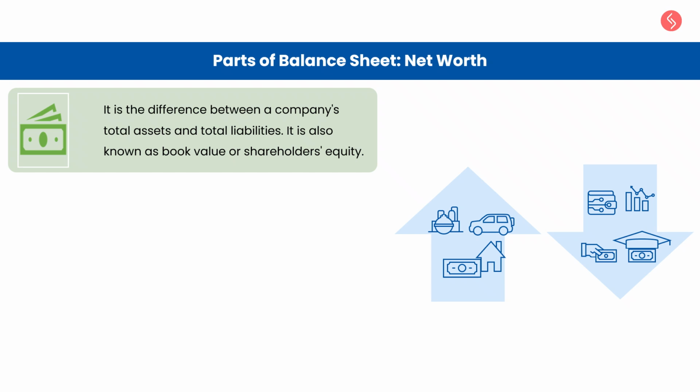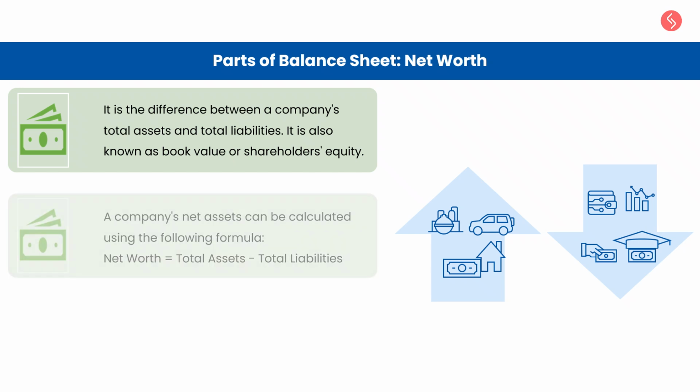Net worth. It is the difference between a company's total assets and total liabilities. It is also known as book value or shareholders' equity. A company's net assets can be calculated using the following formula. Net worth is equal to total assets minus total liabilities.